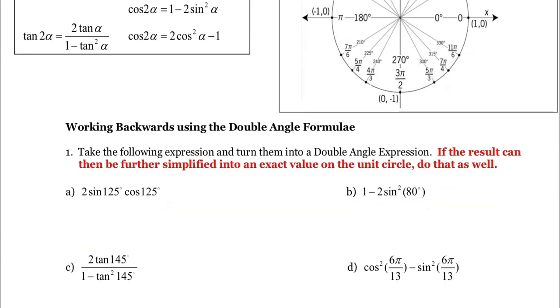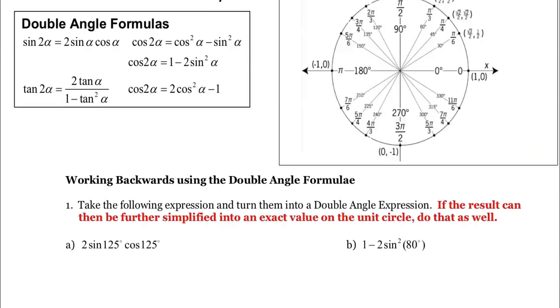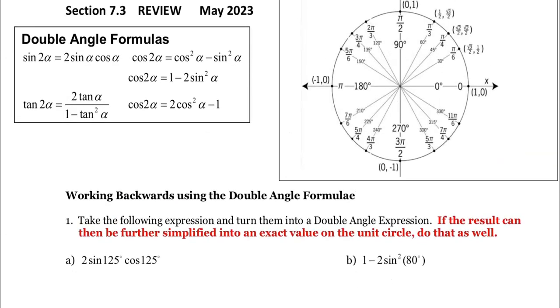It says working backwards using the double angle formula. So a couple of things. You want to look at the expression they give you, and then your goal is to come up here to the formulas, and you want to identify whether it's this, or any of these. So you're looking for the left-hand side. Whatever you have for alpha, you're going to say times 2, and that's what it's going to be.